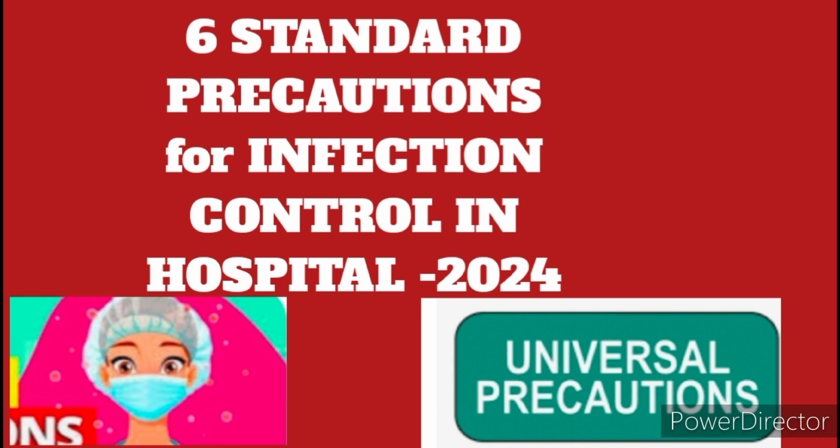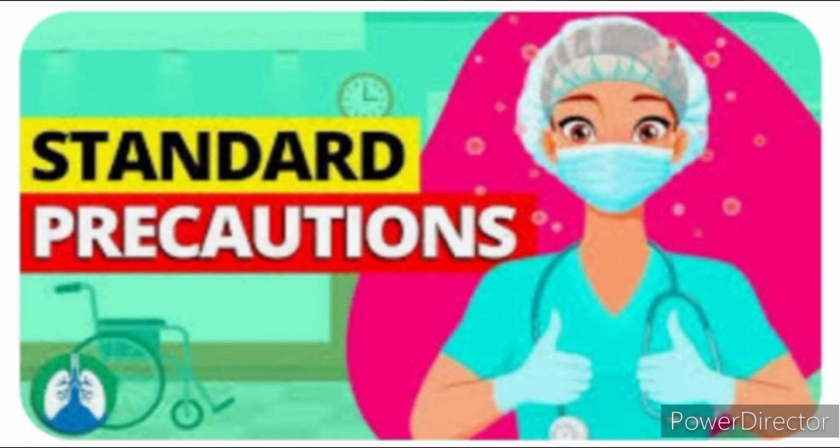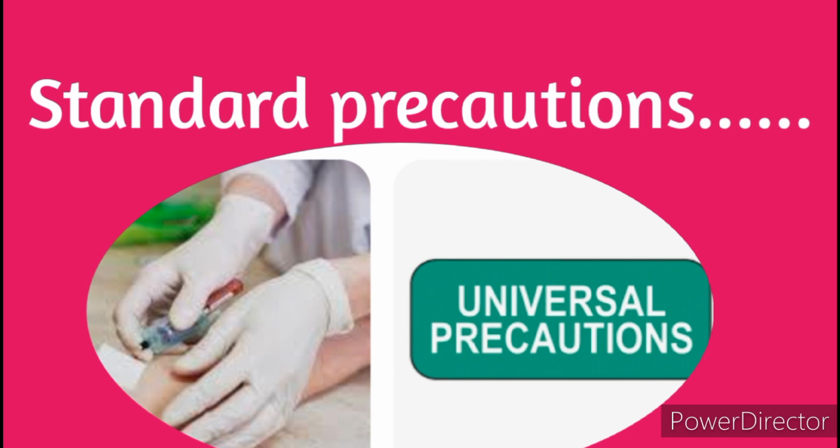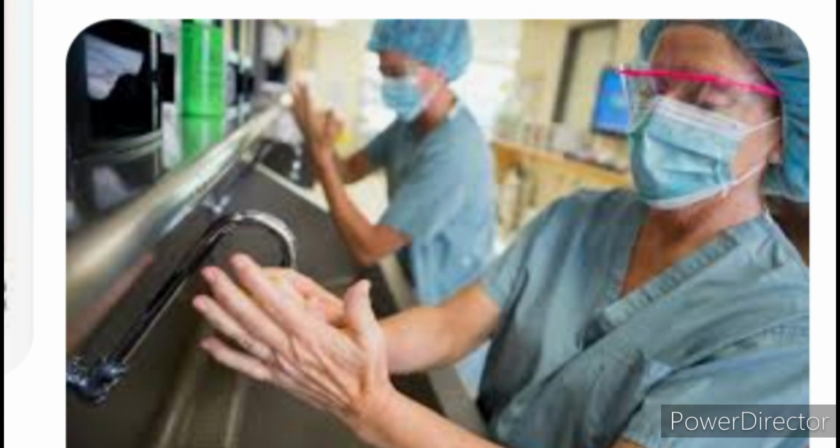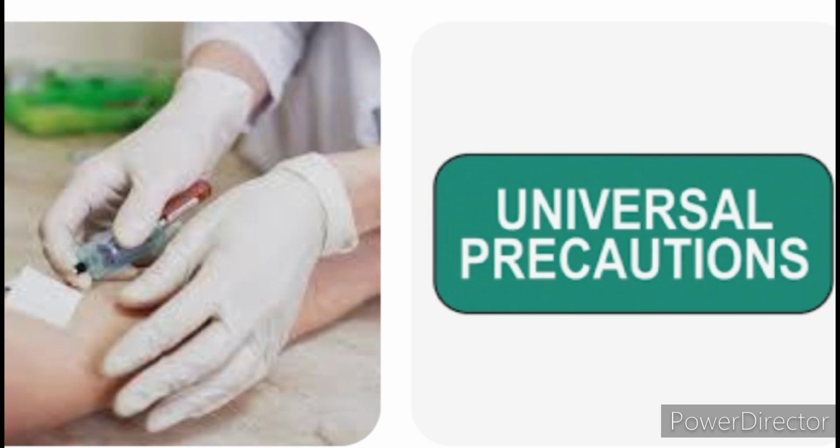Hi guys, hello everyone. Today I am discussing standard precautions for infection control in hospitals. Standard precautions are the basic infection control practices which must be followed while caring for any patient in hospitals. Standard precautions should be taken in all kinds of patient care processes. They are also called universal precautions.